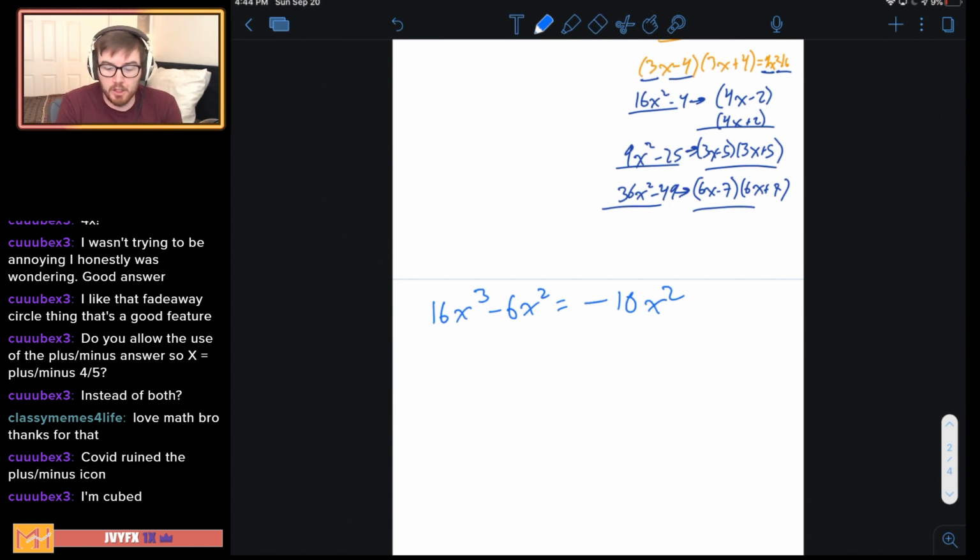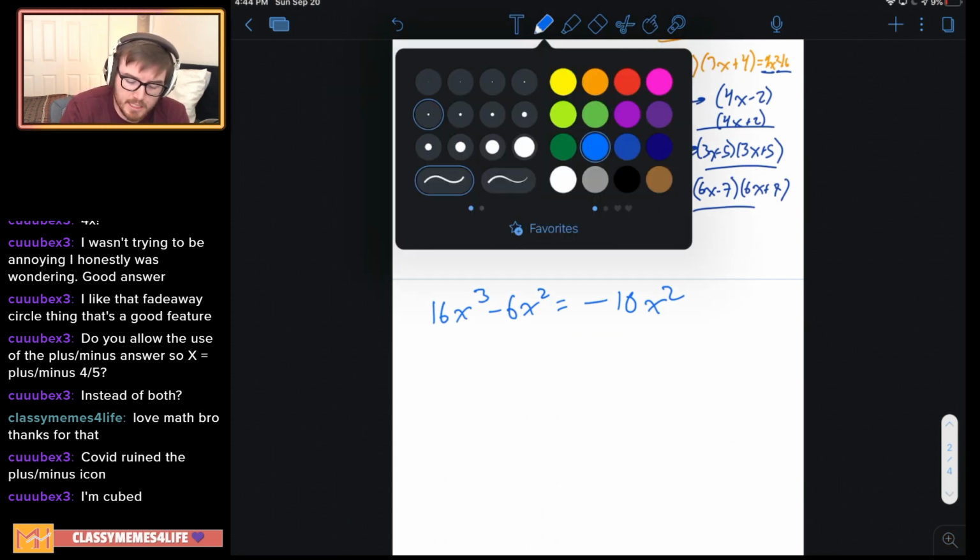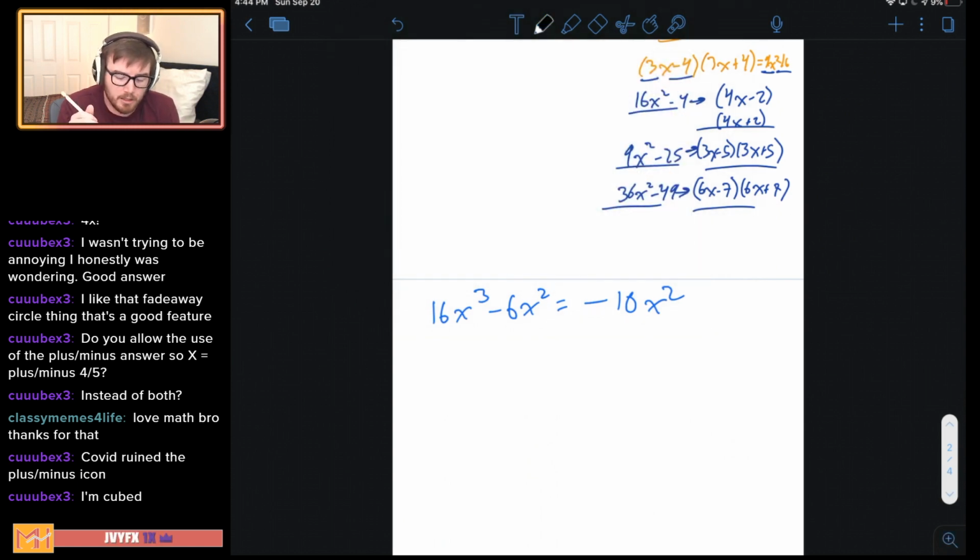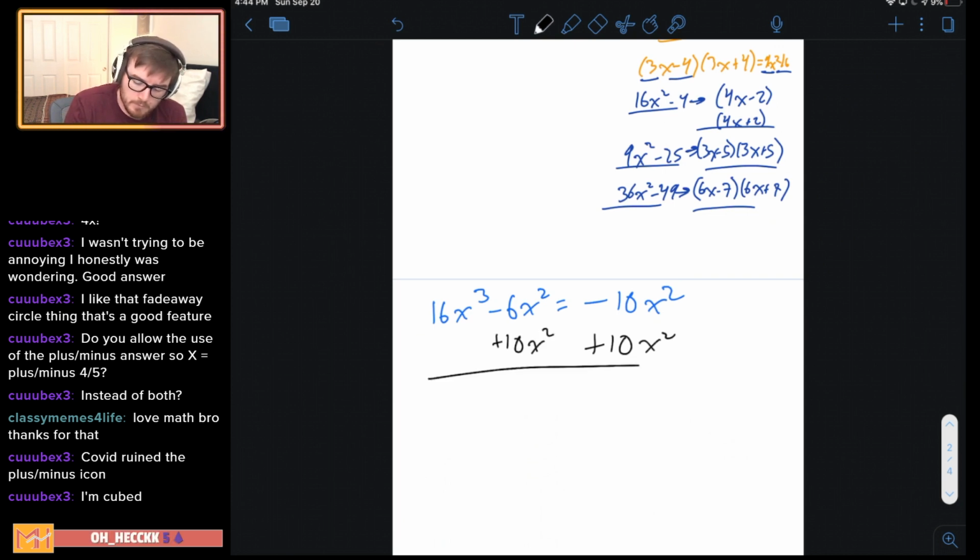Well, you might look at this and go, well, we haven't seen cubed even once in this class. You're right. We haven't seen cubed in this class. But that doesn't make a difference. Let's just set it equal to 0 and see what happens, okay? 16x cubed minus 4x plus negative 6 plus 10 is plus 4x squared equals 0.